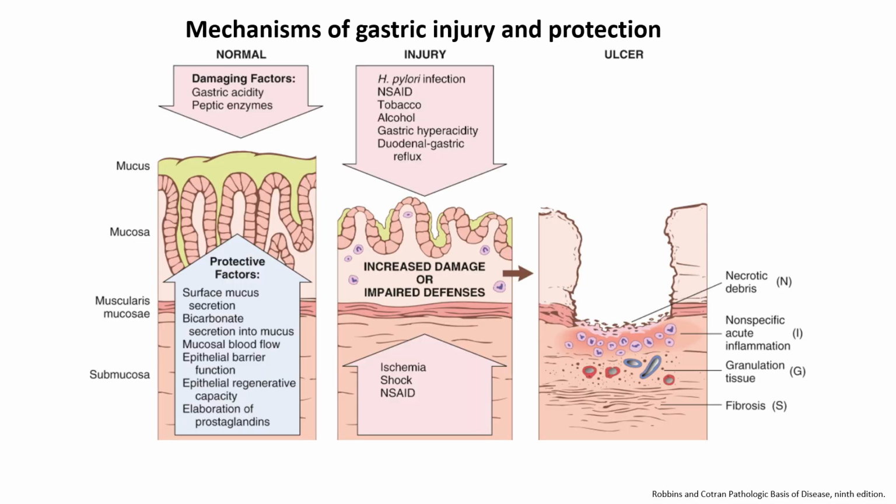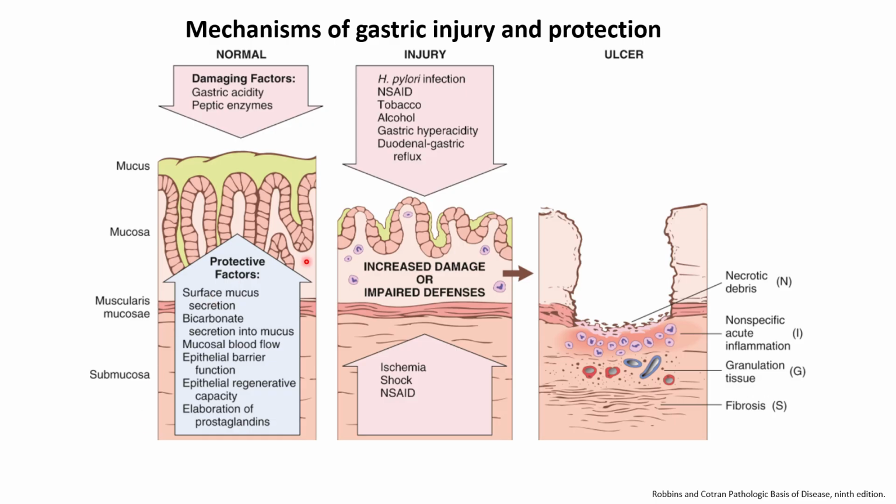Now we will move on to gastritis, or inflammation of the stomach, and we will discuss the different types of gastritis. This slide illustrates the mechanisms underlying gastric injury. Under normal conditions, there is a balance between the damaging factors to the gastric mucosa and protective factors. Examples of damaging factors include gastric acidity and peptic enzymes. Examples of protective factors include mucus secretion, bicarbonate secretion, epithelial regenerative capacity, and prostaglandins.